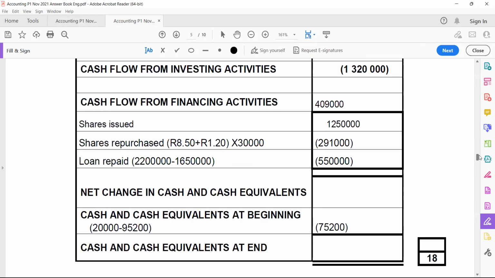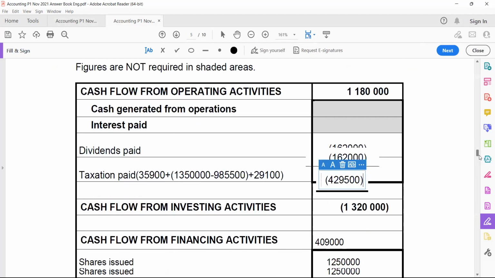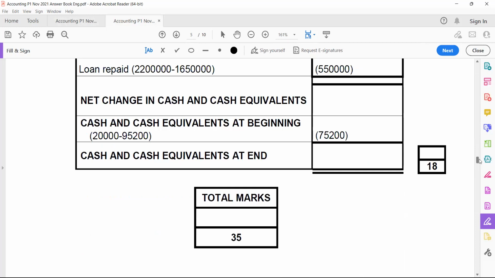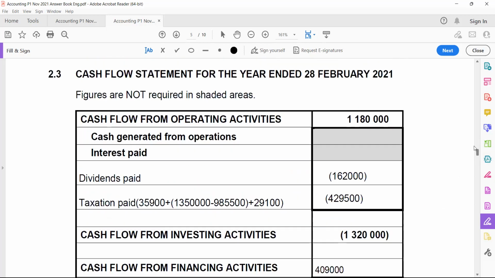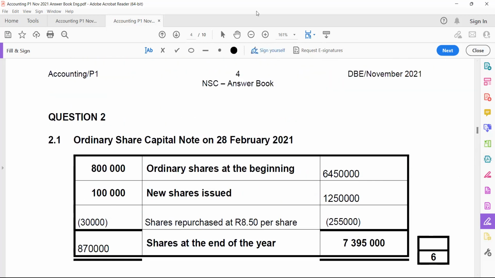Now, we can calculate the net change, which will be your operating activities amount minus your investing plus your financing activities to get your movement, which works out to be 269,000. And to that, you add your opening balance. So basically, you'll say 269,000 minus 75,200, which will give you a closing balance of 1,938,000. Thank you.